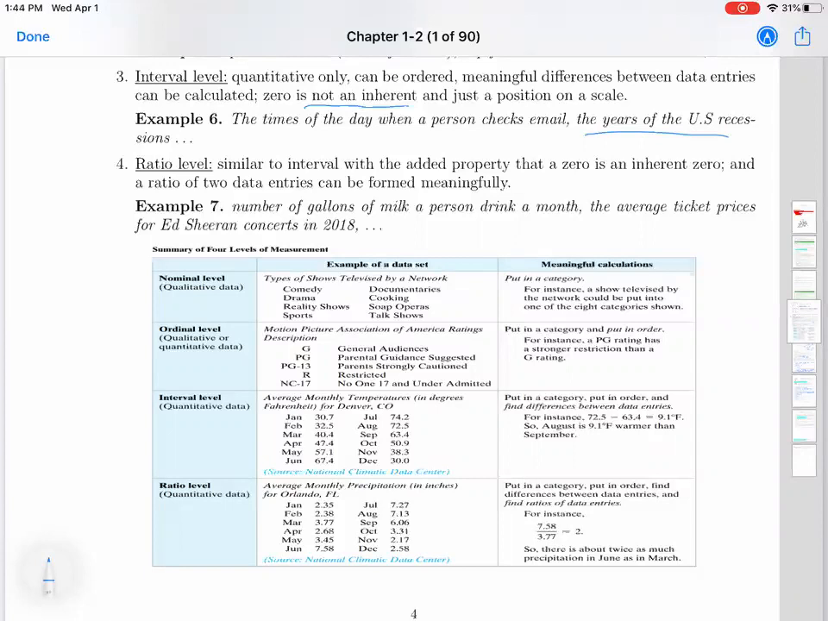And if you take the difference between the 2 years, you can say this is the number of years apart where the US experienced recessions. Then the difference between the 2 data gives you a useful meaning, and you can interpret that meaning. And again, year 0 doesn't mean that there's no time before 0. It doesn't mean that the year 0 is empty. It's just a position on the scale.